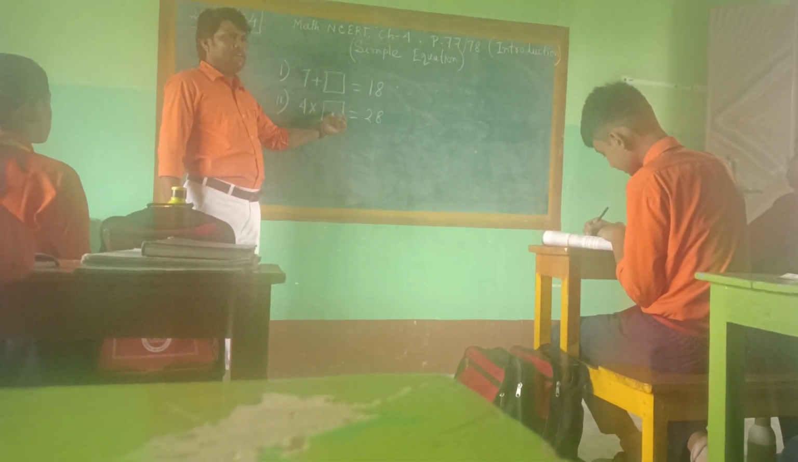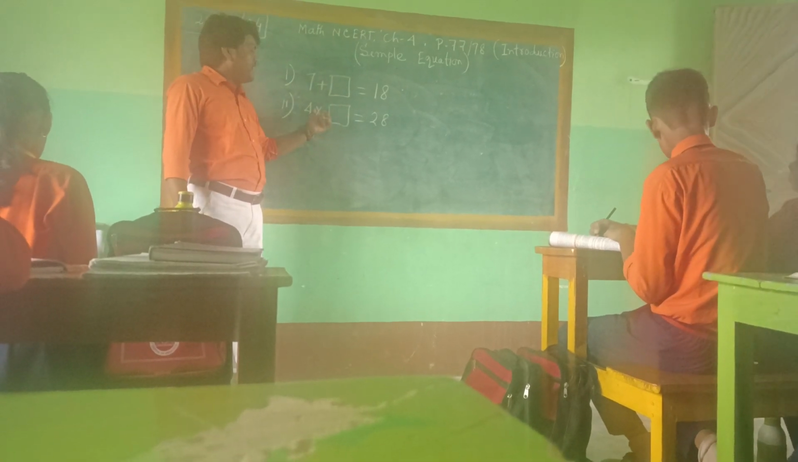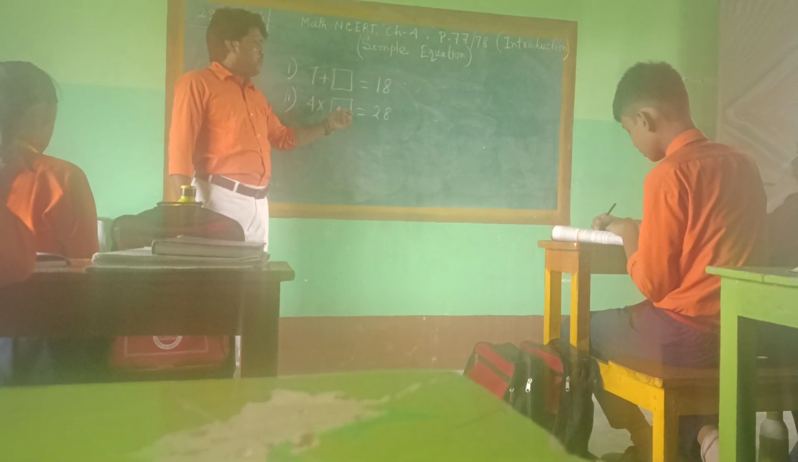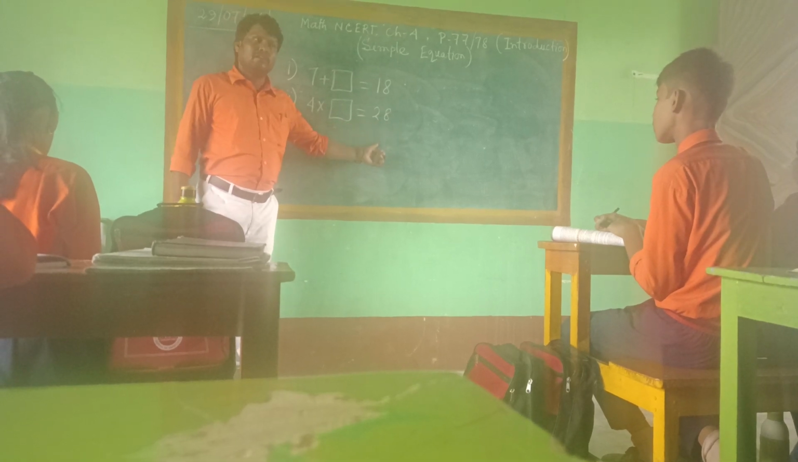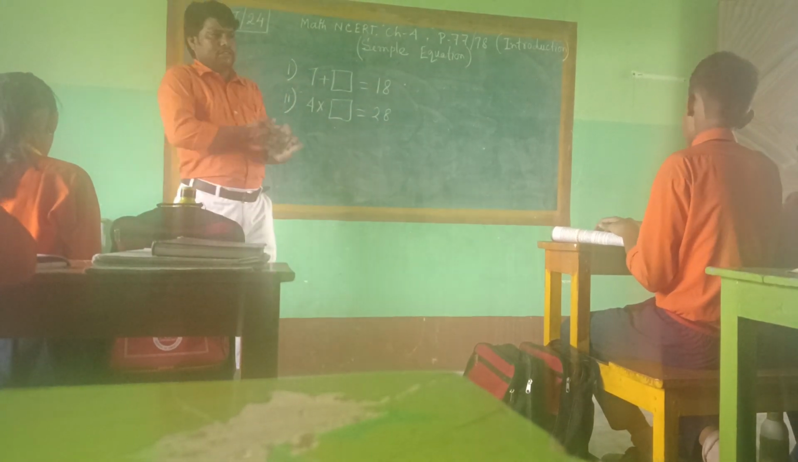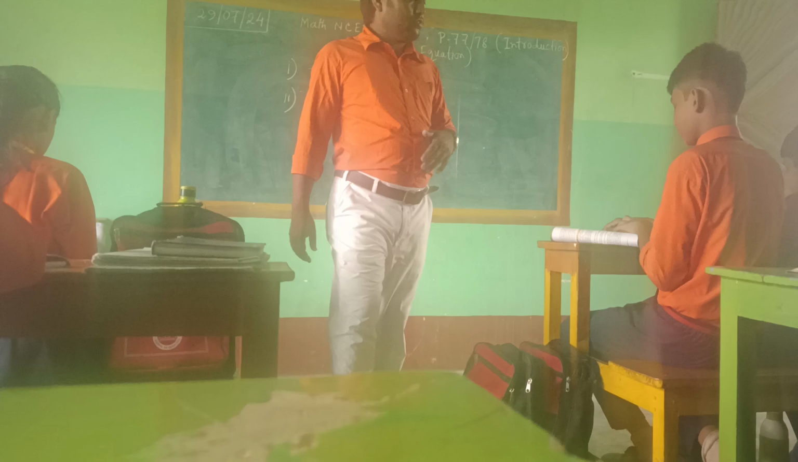So let the number be x. So 4 into x, that means 4x. 4x equal to 28. x equal to 28 by 4. Now solve one by one.